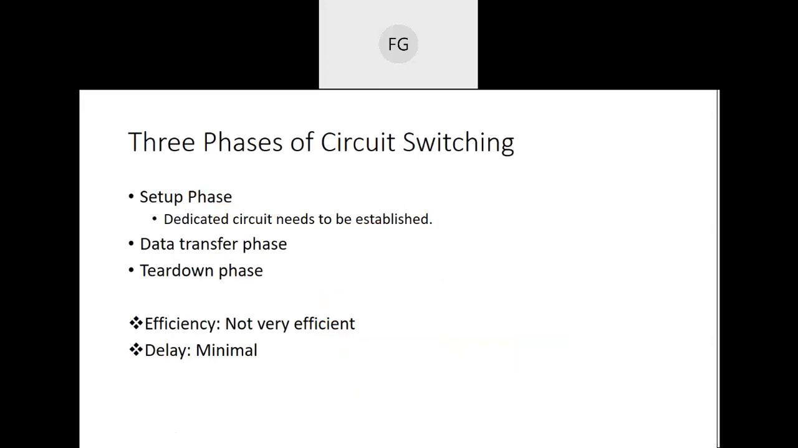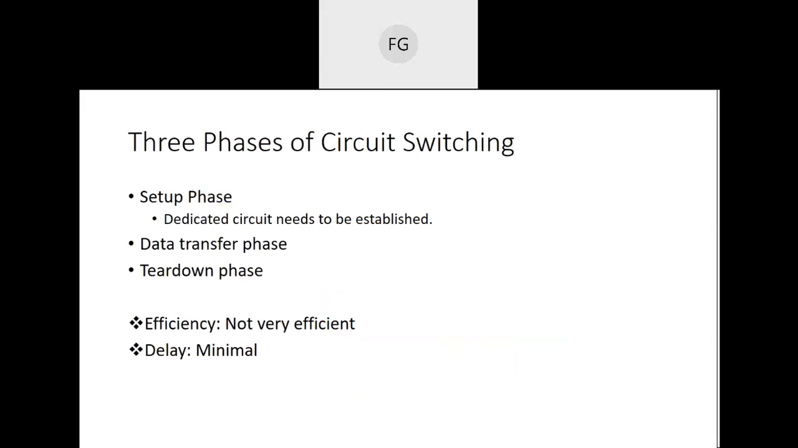Circuit switch networks are not as efficient as the other types of networks, such as packet switching and message switching, because here, as we have seen earlier, the resources are allocated during the entire duration of the connection. So these resources are unavailable to other connections. Therefore, the efficiency is low compared to the other two networks.